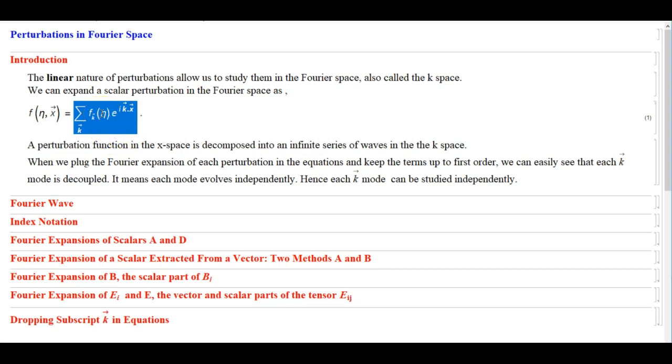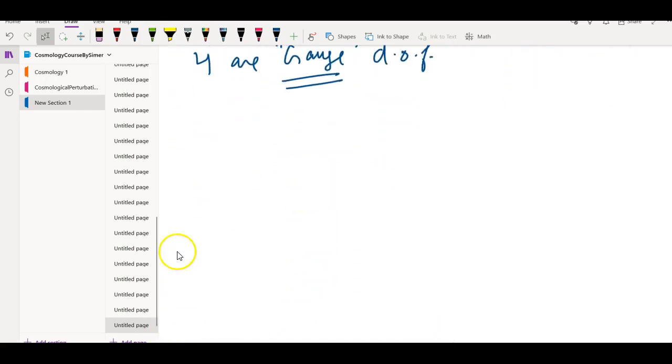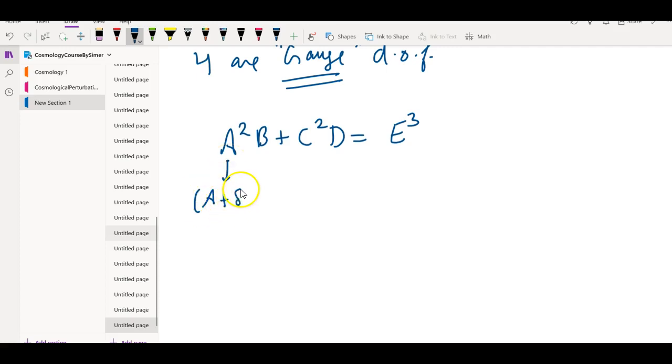let me just explain it in writing. For example, I have any random equation: a square b plus c square d is equal to e cube. This is any random equation. And I am writing this as a plus delta a, this as b plus delta b square.